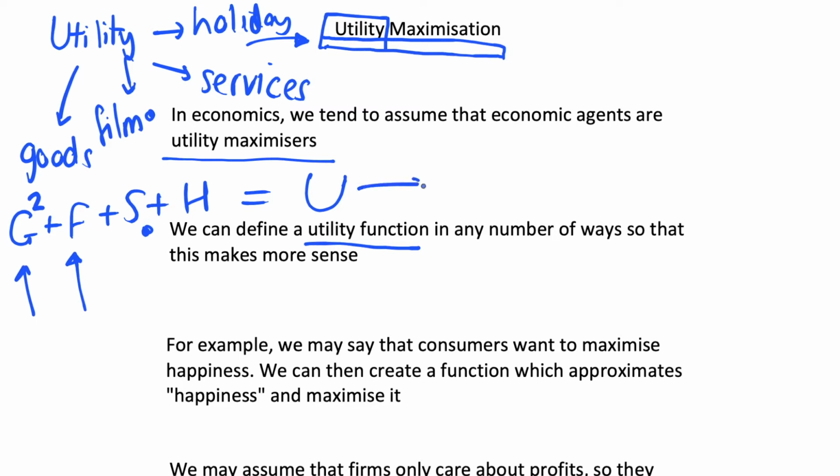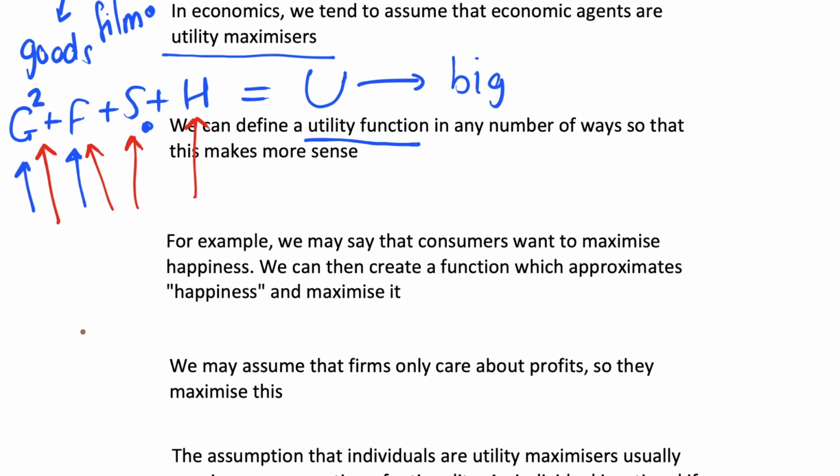We want this u to be as big as we can possibly make it. We want to maximize our utility. And how are we going to do that? Well, it's going to be through consuming as many goods, as many films, as many services, and as many holidays as we possibly can, given our budget.